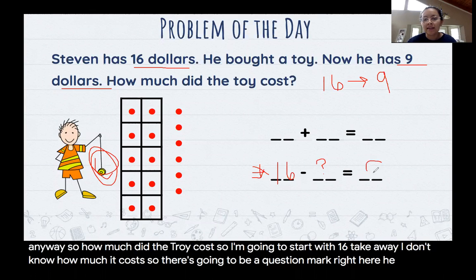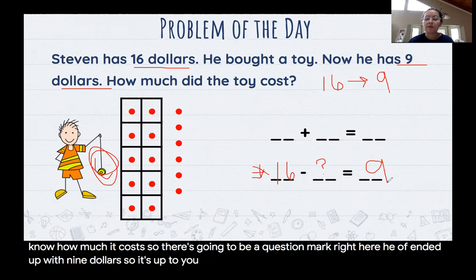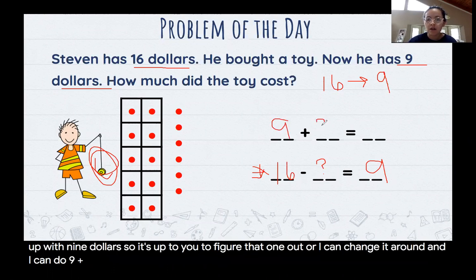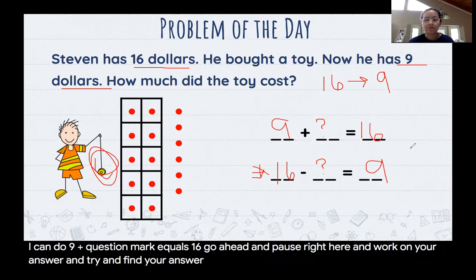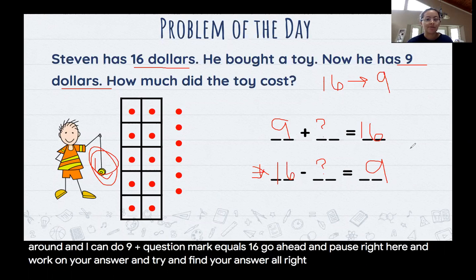And he ended up with $9. So it's up to you to figure that one out. Or I can change it around and I can do 9 plus question mark equals 16. Go ahead and pause it right here and work on your answer and try and find your answer. All right.